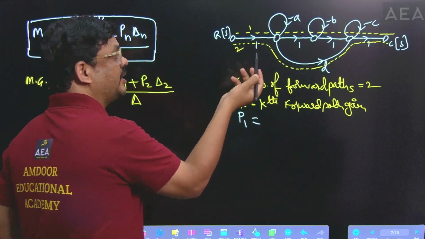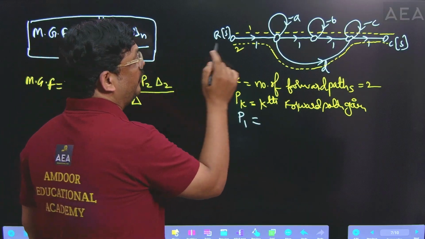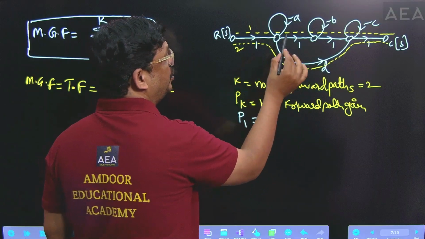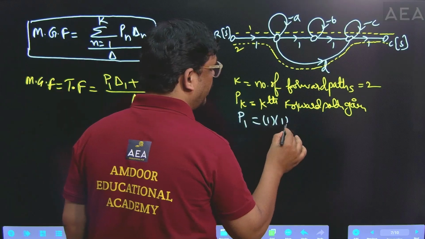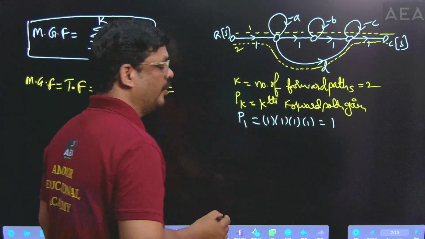This arrow mark explains the gain of the system, so the gain of the path. Now within this, to find the product of the path gain: 1 into 1 into 1 into 1, which finally gives 1. So P1 should be 1 only.